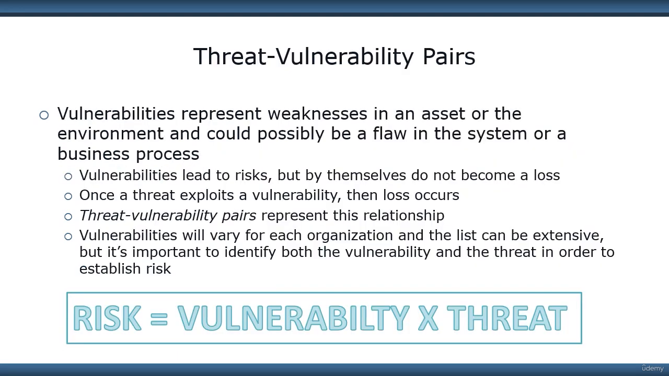Vulnerabilities, as we said, represent weakness in an asset or the environment. That possibly could be a flaw in the system. It could be a flaw in business processes. A flaw as in code flaws, but it could also be a flaw as in weak default configurations, lack of security controls, etc. Vulnerabilities lead to risk, but they themselves do not become a loss. So just because you have a vulnerability doesn't automatically mean that it's going to be exploited. But once a threat exploits a vulnerability, then that's when we have a potential loss that can occur. And so the threat vulnerability pair represents that relationship.